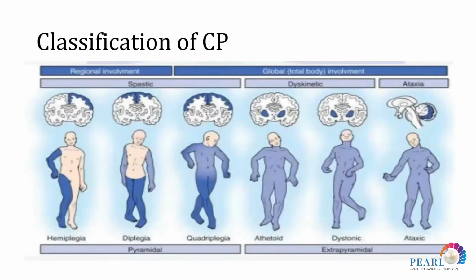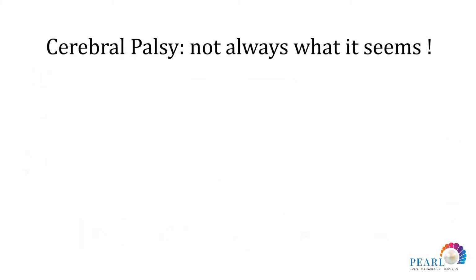We can classify cerebral palsy as being spastic, dyskinetic, or ataxic. And then we follow the topographic distribution. It could be spastic hemiplegia, spastic diplegia, where lower limbs are affected more than the upper limbs, or spastic quadriplegia. And it could be dyskinetic, either mainly athetoid or dystonic, sorry, or it could be ataxic. It's not always what it seems.